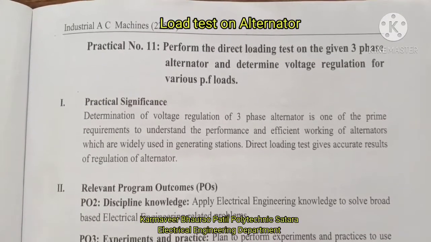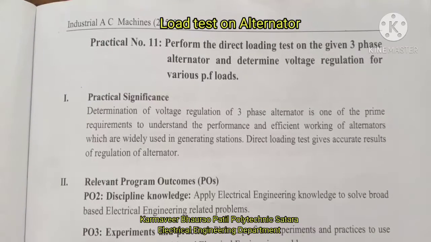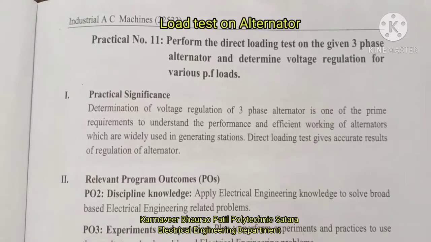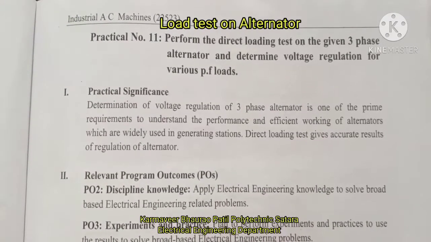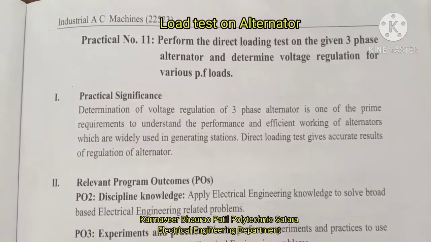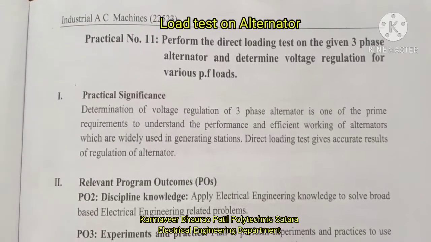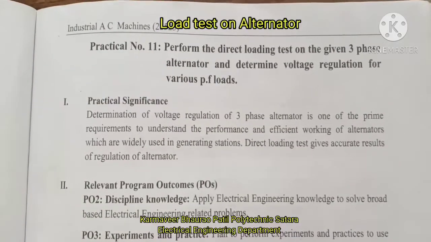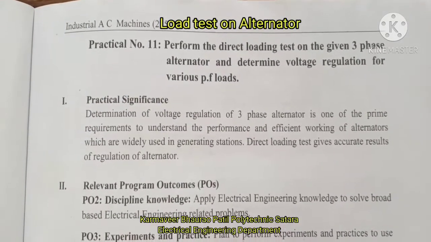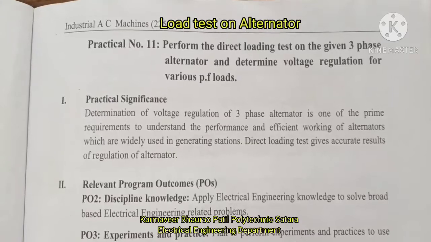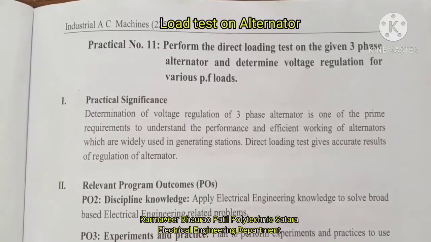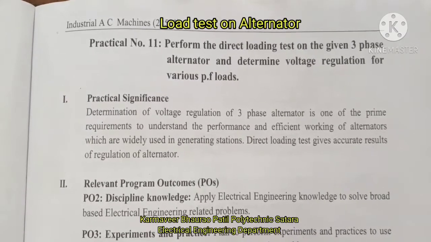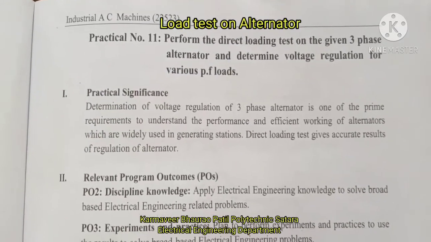So we will be using three types of loads: resistive load, inductive load and capacitive load. And for these three different loads, we want to calculate the voltage regulation. The practical significance of this experiment is that many times we have to determine the voltage regulation of an alternator to understand its performance and efficient working, because these alternators are widely used in generating stations and they face a wide variation in the nature of the load.